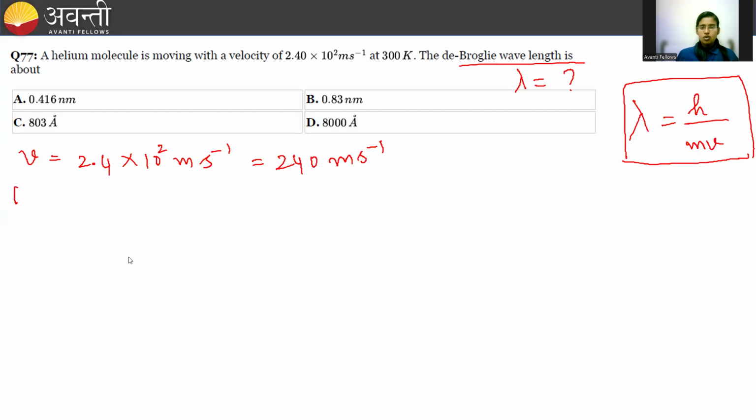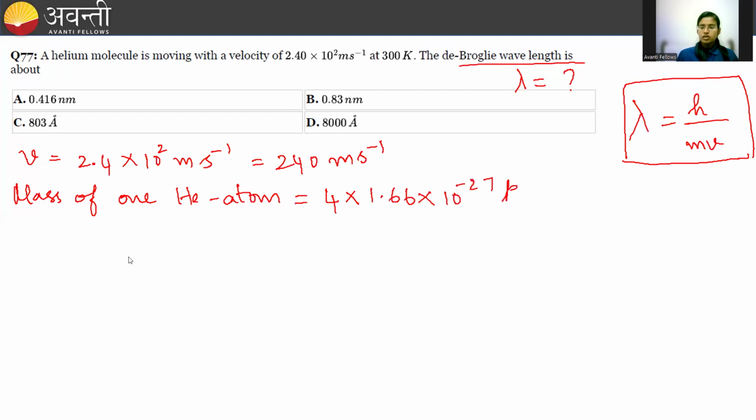So what is the mass of one helium atom? The atomic mass of helium is 4. Okay. And for one helium atom, it is 4 into 1.66 into 10 to the power minus 27 kilogram. So I will get the answer as 6.64 into 10 to the power minus 27 kilogram. So this is the mass of one helium atom. So I have the mass value, I have the velocity, and I know what h is. I can substitute everything and I can get the answer.